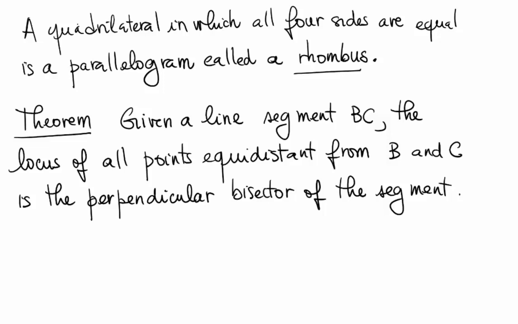Now, a quadrilateral in which all four sides are equal is a parallelogram called a rhombus. Okay, and our next result says that given a line segment BC, the locus of all points equidistant from B and C is the perpendicular bisector of the segment. Okay, so let me actually break this down into two parts. I will break our proofs down into two parts. So to prove this result, we need to prove two statements.